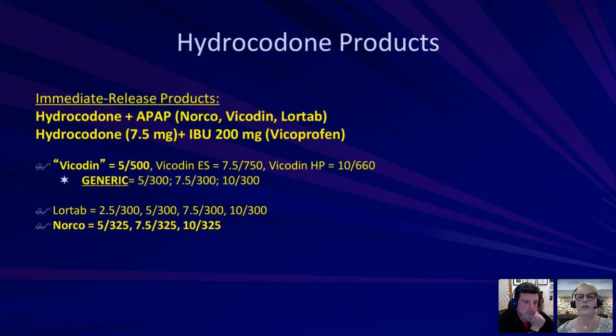That's not just true of hydrocodone products. It's any pain medication that also includes acetaminophen. So Vicodin, Lorcet, and Lortab are really no different from one another, other than Norco has a little more acetaminophen.